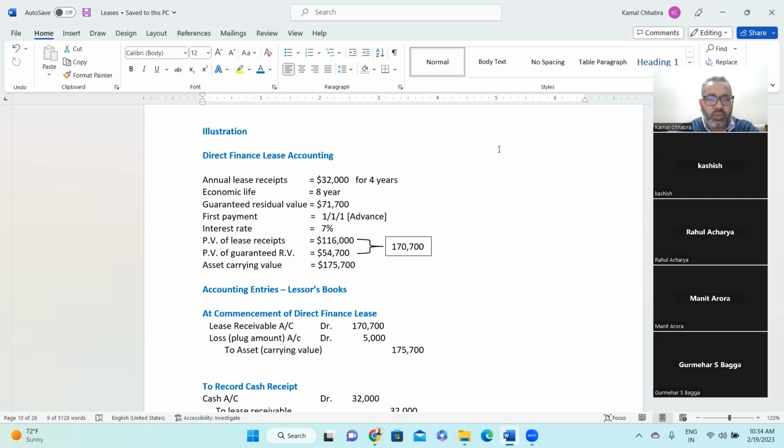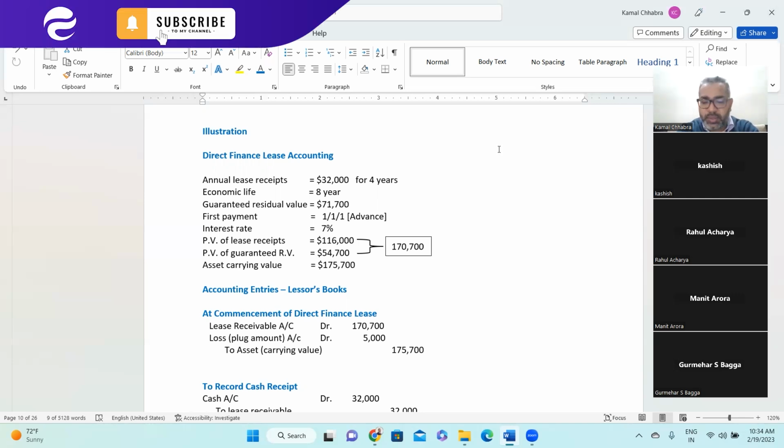And the present value of the lease receipt, already given in the question, is 116,000, and the present value of the guaranteed residual value is 54,700, right? So what is the present value of the lease receipt? 32,000 multiplied by 4. How much is it? Can anyone do the math for me? 128,000. 128,000 is the actual collection, but the present value is 116,000, right?